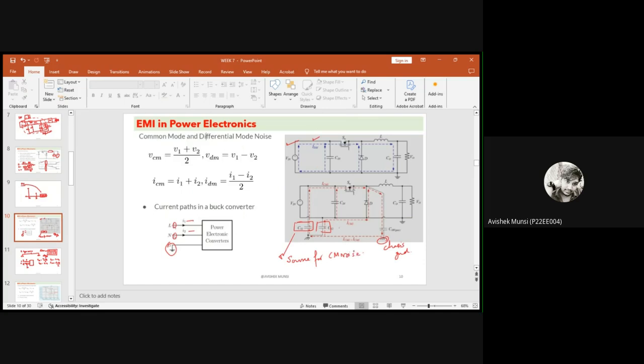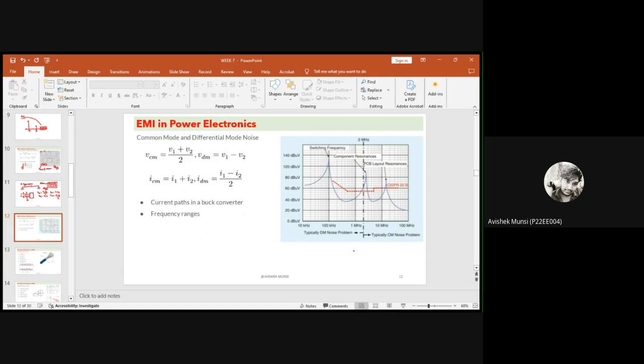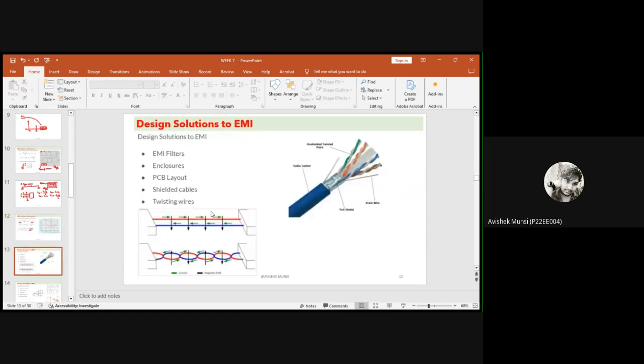Fine. So these are the two types of noise, and I discussed them a little bit. The current paths in the buck converter that were already discussed are basically your differential current path, but the common mode path will probably create a problem.